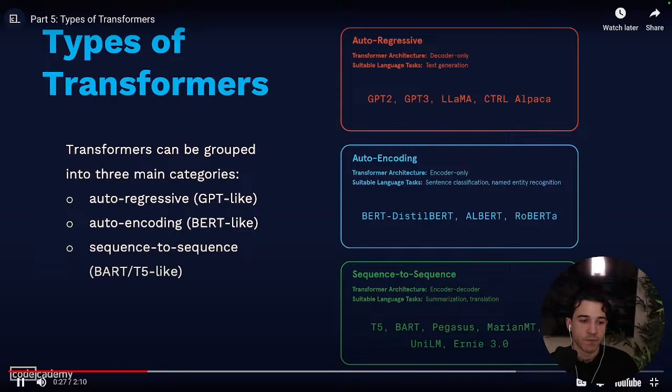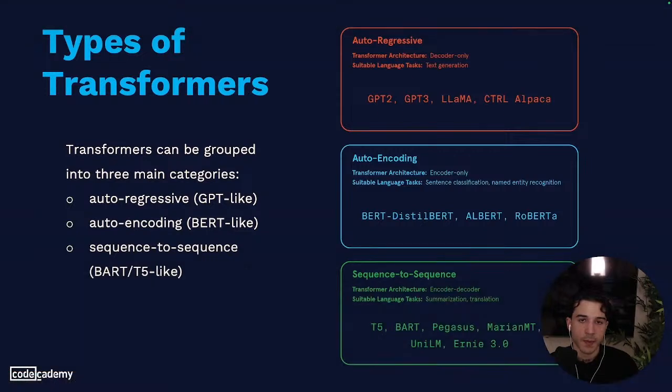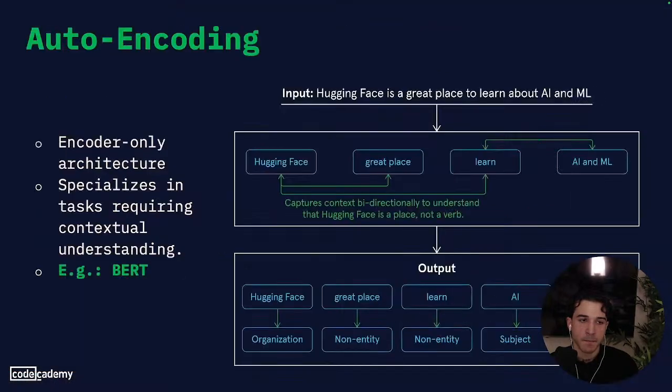Finally, sequence-to-sequence, or BART or T5-like models that have an encoder-decoder architecture. Autoencoding transformer models are encoder-only. They specialize in tasks requiring contextual understanding, such as sentiment analysis, named entity recognition, which is the process of identifying and classifying specific people, places, or things, and extractive question answering.